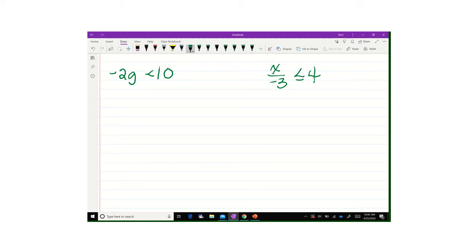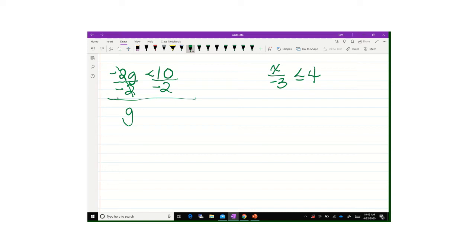Here we have a negative 2 times g. This is a multiplying, so we're going to undo it again by dividing. And on both sides, we're going to divide by the coefficient, which is negative 2. Negative 2 divided by negative 2 is 1, so all I have left on this side is 1g. I'll write that as just g.